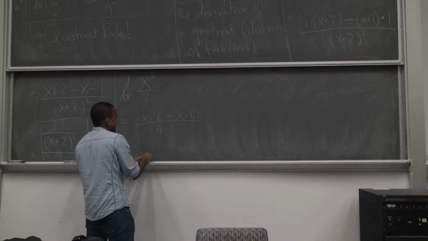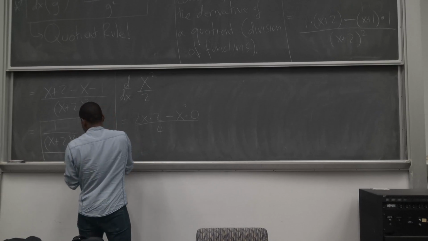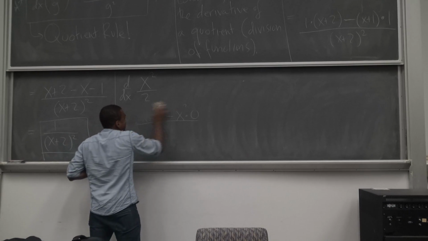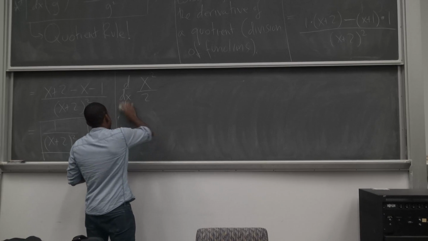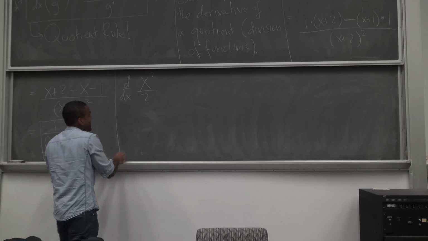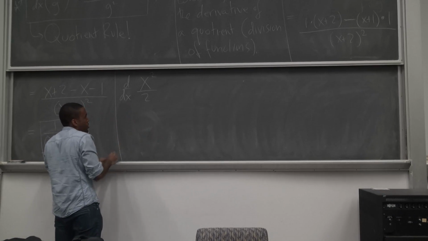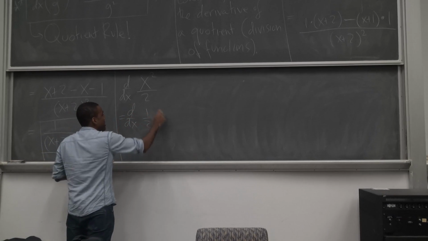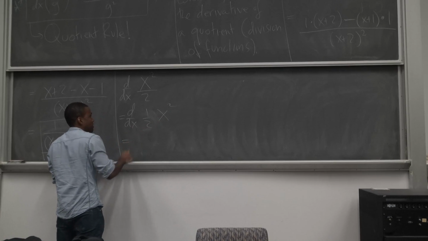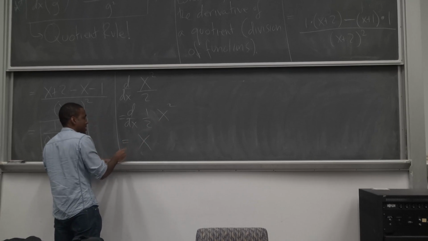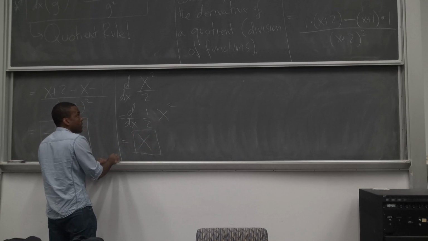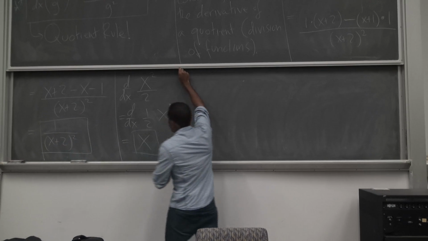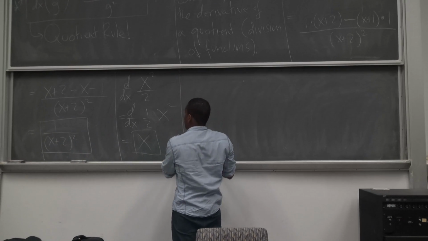Why would we do that? I caught you. It's the power rule. This is just a half times x squared, so x is the answer. Well, our way wasn't wrong either. No, you're not wrong.